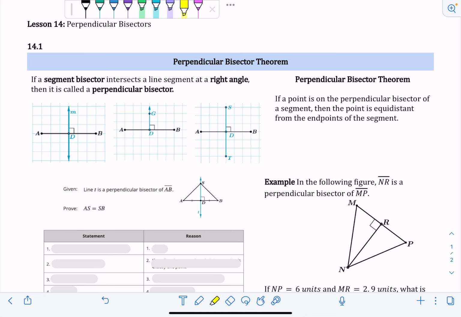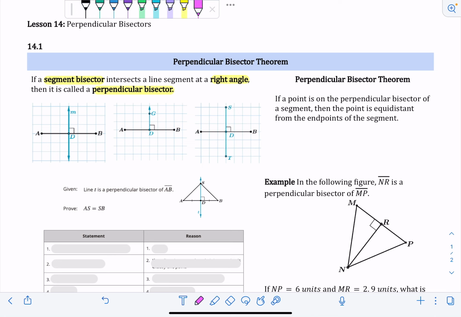So starting up at the top with some new vocab, if a segment bisector intersects a line segment at a right angle, then it's called a perpendicular bisector. And just as a reminder, a bisector is something that cuts another object into two congruent halves.